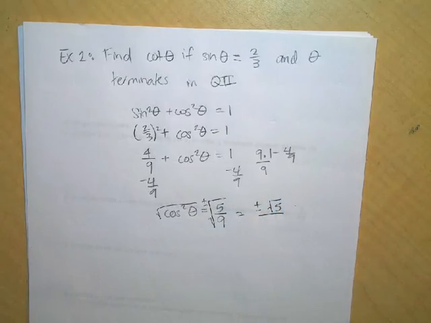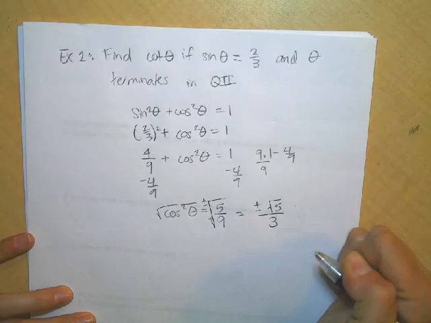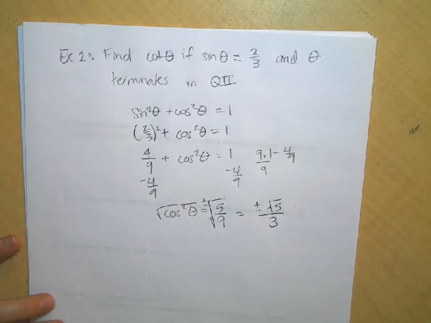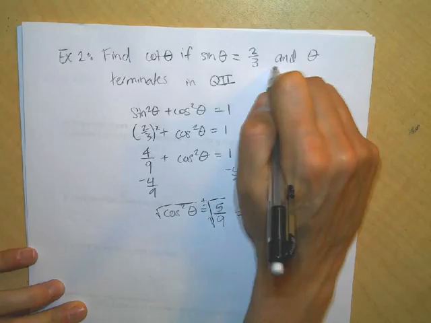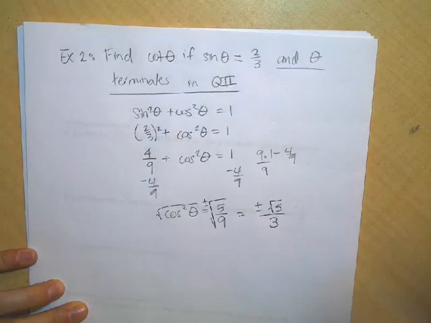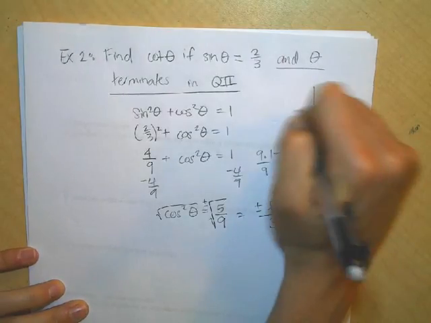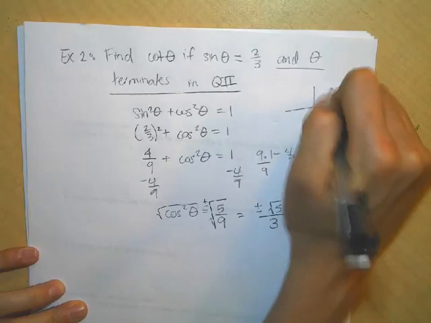Since cotangent and tangent are the evil twins, what is tangent going to be? Yep, 2 over negative root 5. Good. What's cosecant going to be? 3/2. And what's secant going to be? 3 over negative root 5. And that would be getting all 6 of them.